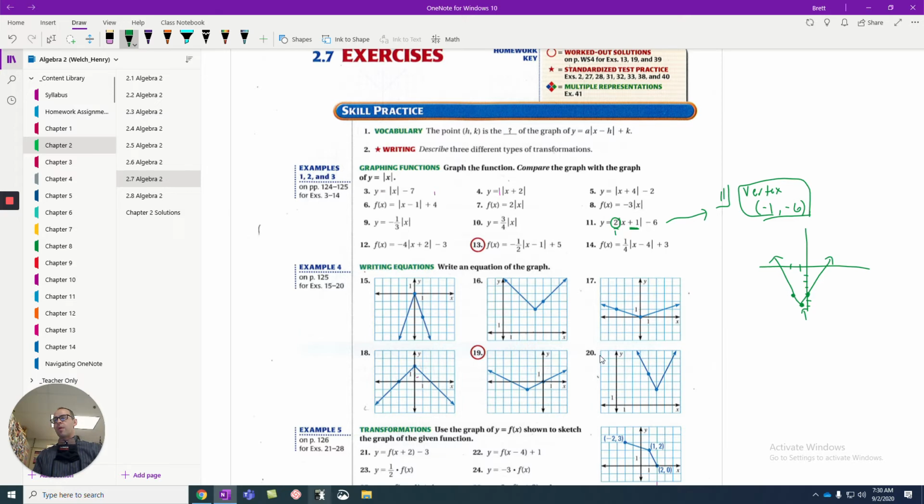The second type of problem is where you're going to be given a graph and be asked to find the formula. And we do it essentially the same way. Let's look at number 20. Actually, let's look at, no, we're going to do 20. We're going to do 20 right here. First thing we want to do is identify the vertex, which would be 1, 2, 3, 4, 5, and it looks like 2. So my vertex on number 20 is 5, 2.